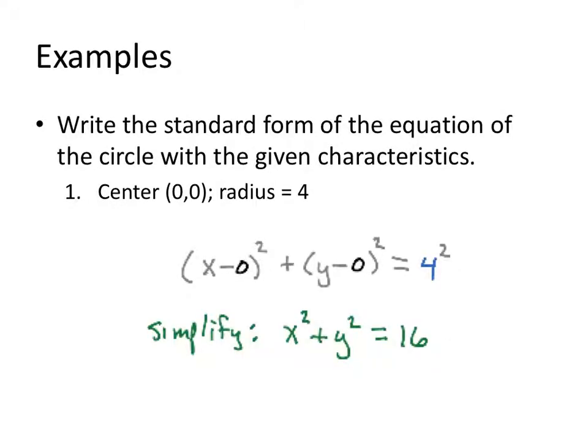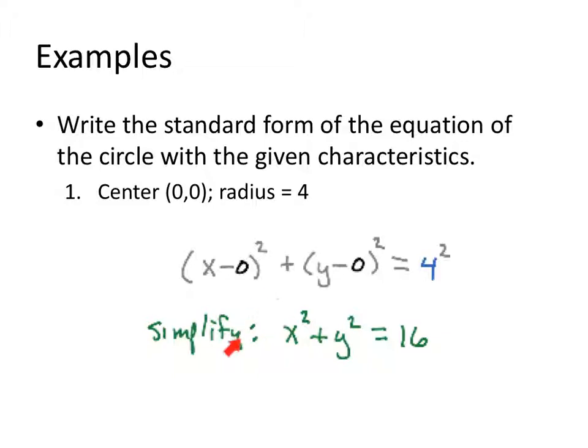Alright, just a couple of examples here. We'll do more in class, but it's a good start. Write the standard form of the equation of the circle with the given characteristics. So we have a center 0, 0 and a radius 4. Our standard form was x minus h all squared plus y minus k all squared equals radius squared. So in gray, I have the parentheses around x minus something and the square, the plus sign. People a lot of times forget the plus sign because you're so focused on other things.